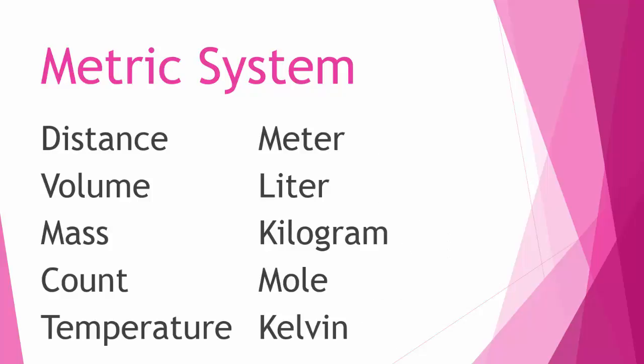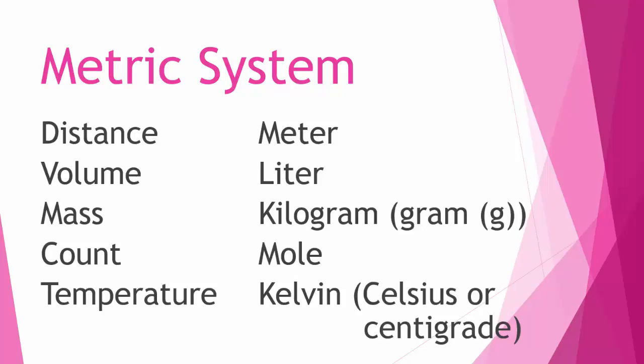Now, I said we were going to modify 2 of these, and the first one we're going to modify is the kilogram, because we're going to tend to use the gram, because we're not going to be using 2.2 pounds of material. We'll be using a lot less than that, so we will tend to use the gram, and the gram is abbreviated G. For temperature, we will eventually use the Kelvin, but for right now we're going to use Celsius, which can also be called centigrade, which is degree centigrade.